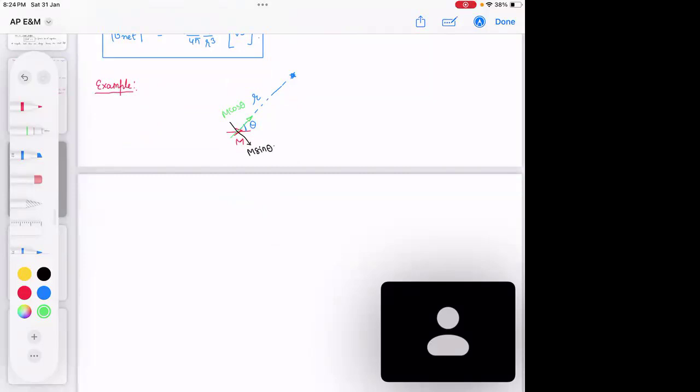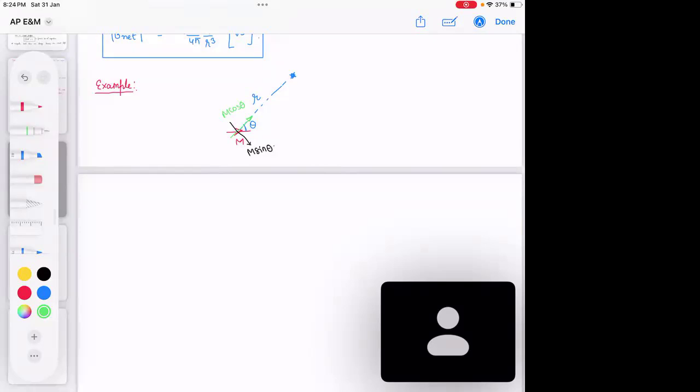For m cos theta, what kind of point is it? It is the axial point. Okay. And for m sin theta, what kind of point is that? It is the equatorial point. Okay. So let's calculate the magnetic field due to these two components.